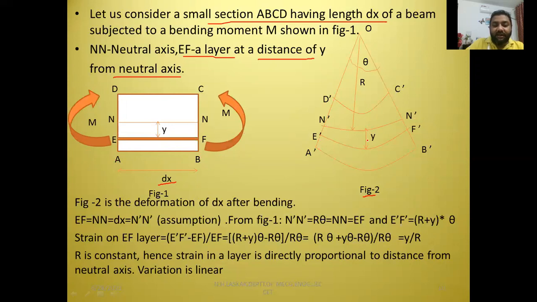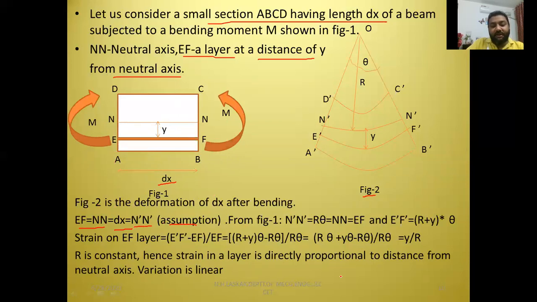Why? Because of the assumptions we are using. There will be no radial strain, so y will remain the same. And another assumption is that the neutral axis will remain the same before and after bending. So NN will also be equal to N'N'. These assumptions I have written here: EF is equal to NN is equal to dx is equal to N'N'. The neutral axis will remain the same before and after bending.